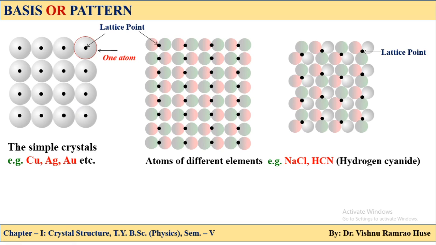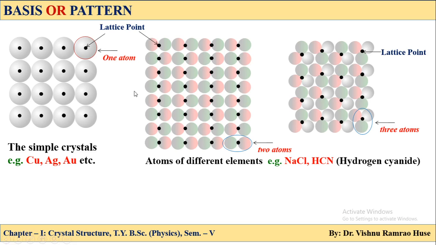Again, if we want to get a real crystal, then in this case, we must place two atoms identically on each lattice point in this space lattice. In this case, we must place three atoms identically on each lattice point in this space lattice. Then we get real crystals.